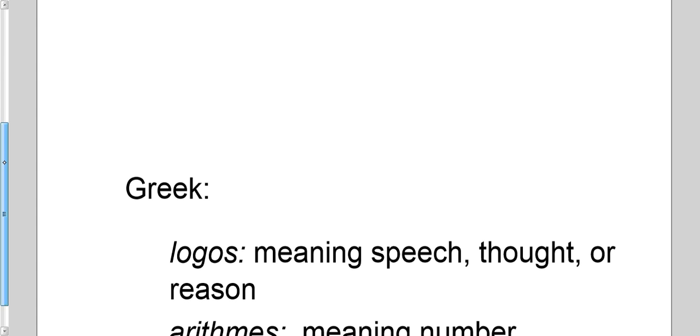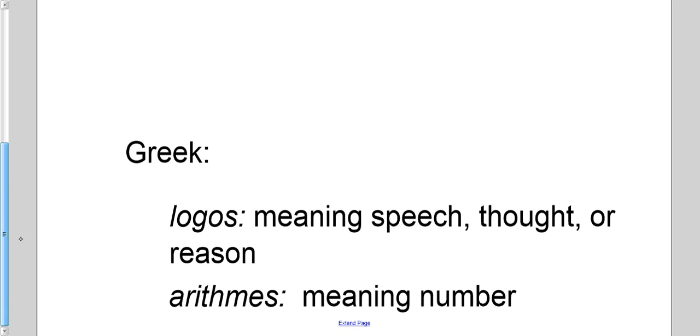All right, the other part of logarithm comes from the Greek word arithmos, which means number. That kind of makes sense because we had to reason this idea out in our heads. It's not a complicated concept once we realize what we're doing. We're just asking what number, or a number raised to what power gives me another number.